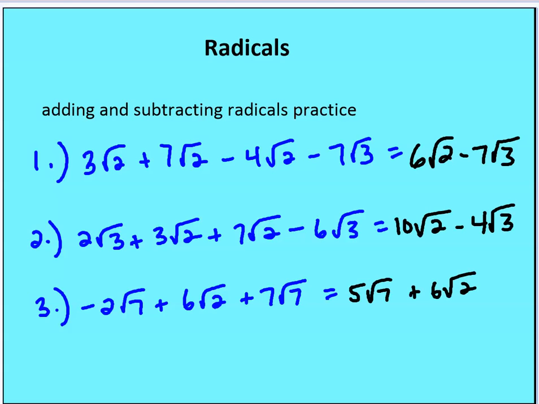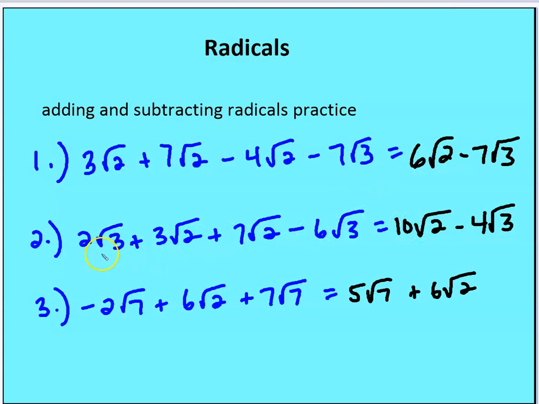All right, so you end up with 6 root 2 minus 7 root 3. Right, I have 3 plus 7 is 10, minus 4 is 6 root 2 minus 7 root 3. These radicand values are different, so I cannot add or subtract them. I can multiply them and combine them, but I cannot add or subtract unless they're like terms, which means they need to have that same radicand or base value.